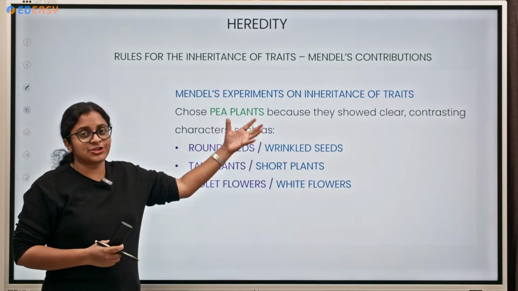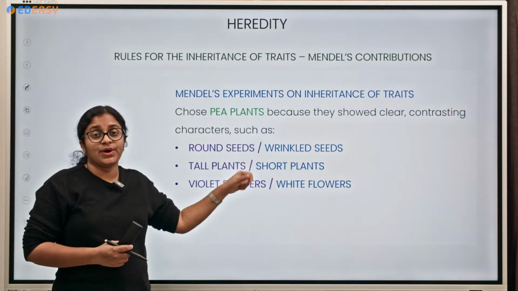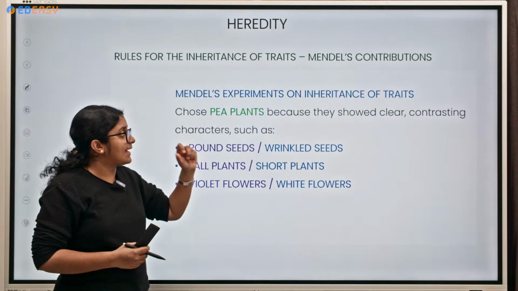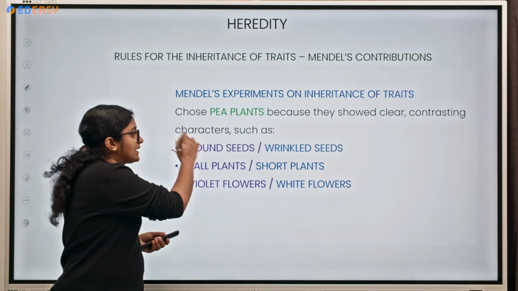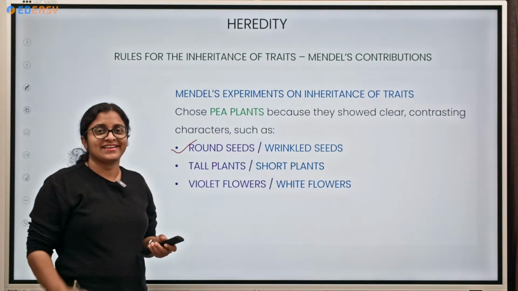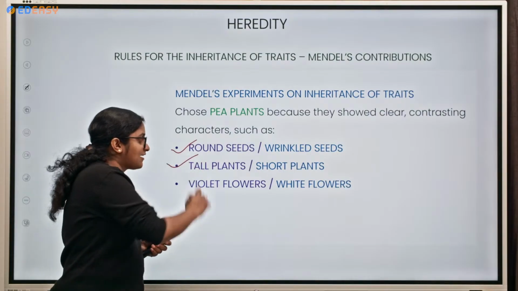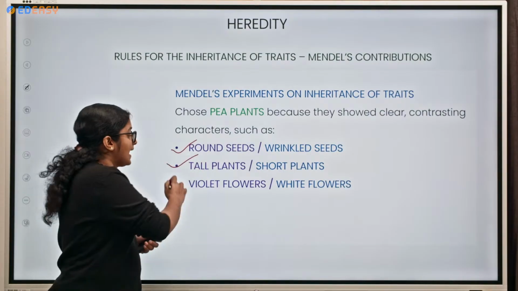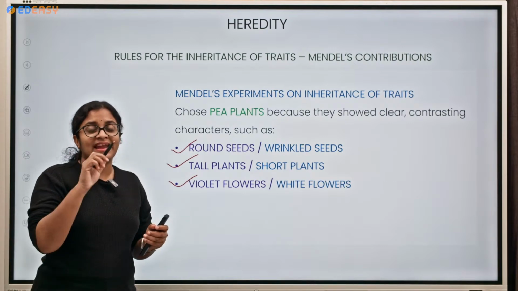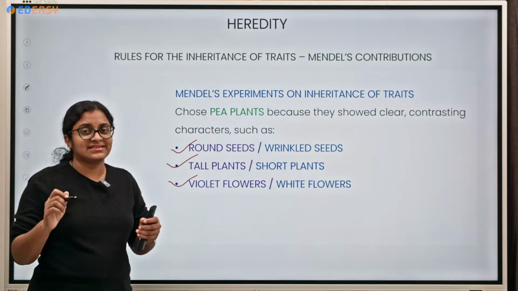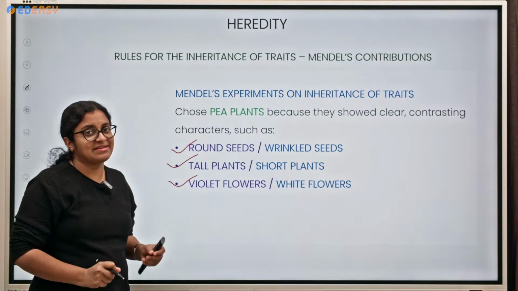because they show some clear contrasting characters. What are the clear contrasting characteristics given by the pea plants? Round or wrinkled seeds. They might have round or wrinkled seeds, they might be tall plants or short plants, and they have violet flowers or white flowers. And not only these, there are 7 contrasting characters which were taken by Mendel for carrying out his experimentation.